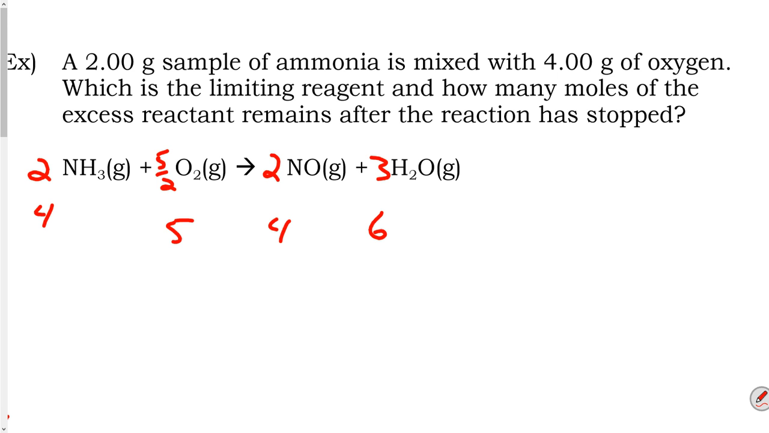How do you get 5 over 2? Okay, I need 5 oxygens, right? If I look here, I got 2 and 3, which is 5 in total. I need 5 over here, but I already have 2. So I have to multiply that by 5/2. You get 2.5.